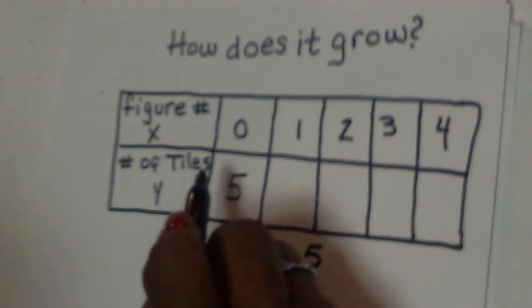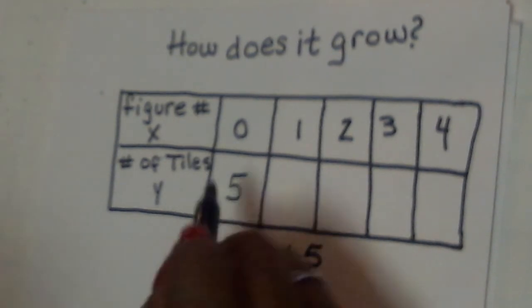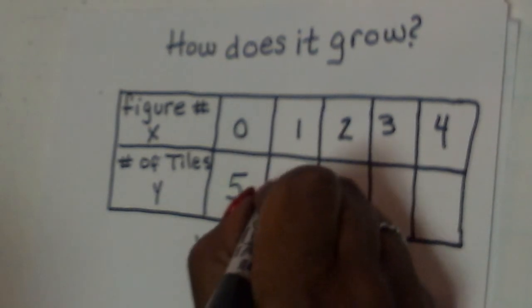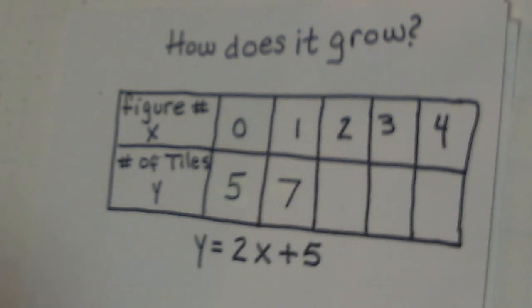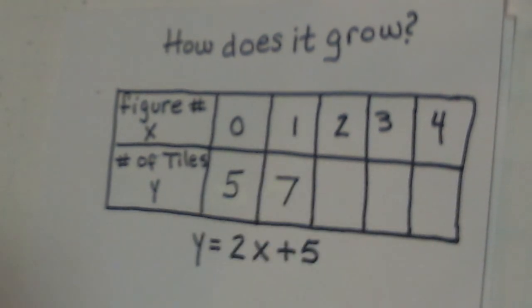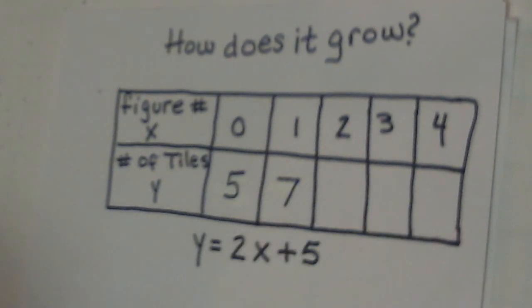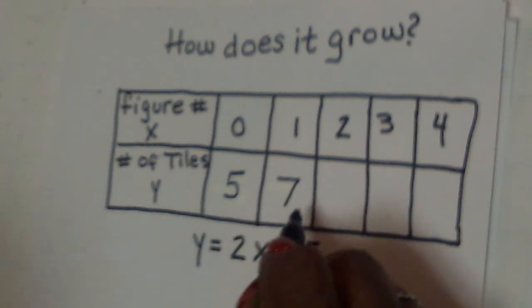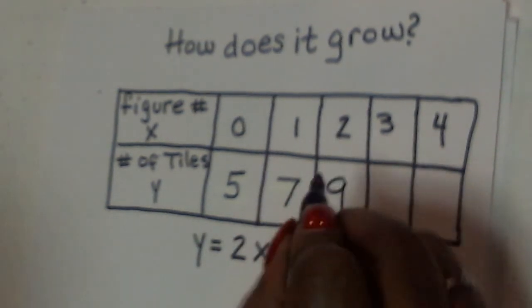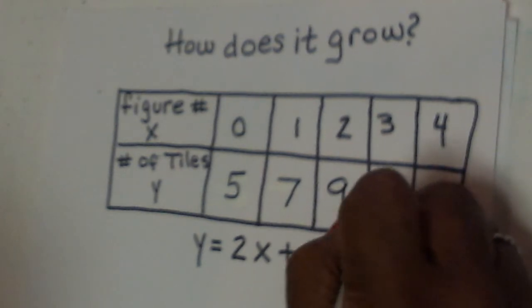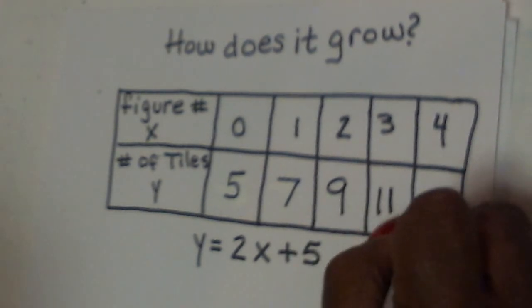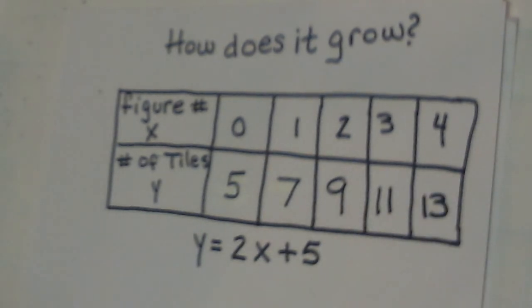So I'm going to add 5 plus 2, and I will get 7. So this means that there are 7 tiles in figure 1. To continue filling in the table, all we have to do is keep adding 2. 7 plus 2 is 9. 9 plus 2 is 11. And 11 plus 2 is 13. It is that easy. So now I know that it is growing by 2 and started out at 5.